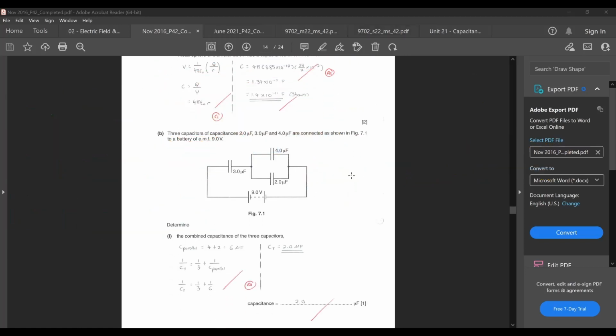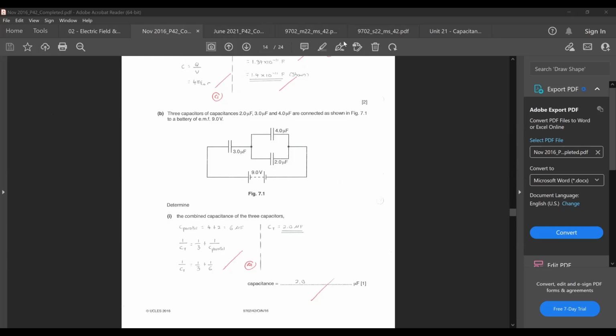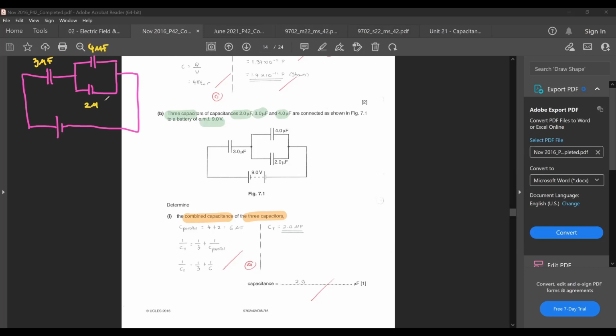Then after that, let me just go on to part B. Now for part B, you have 3 capacitors with capacitances 2 microfarad, 3 microfarad, and 4 microfarad that are connected as shown in this figure to a battery of EMF 9 volts. Find out the capacitance of the 3 capacitors. So this one should be pretty straightforward. Again, it often helps to draw out the diagram, because subsequent questions no doubt will ask you something about it, which often involves simplifying it step by step. So this one is your capacitor, 3 microfarad, 4 microfarad, and then 2 microfarad.